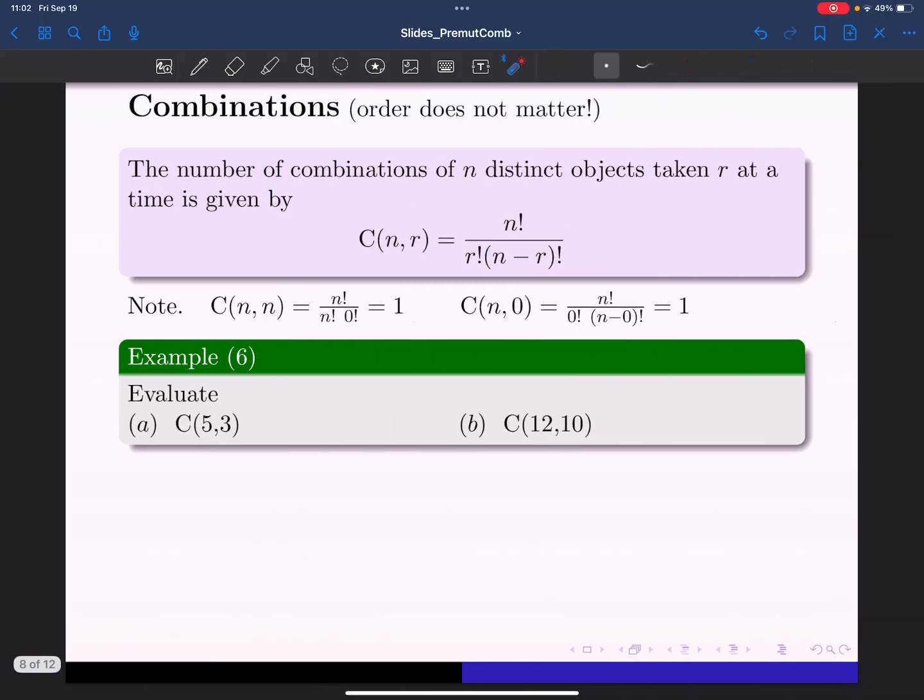Now we have combinations. In combinations, order does not matter. I will explain this in a second. The number of combinations of n distinct objects taken r at a time is given by C, for combination, equals n factorial over r factorial times n minus r factorial.